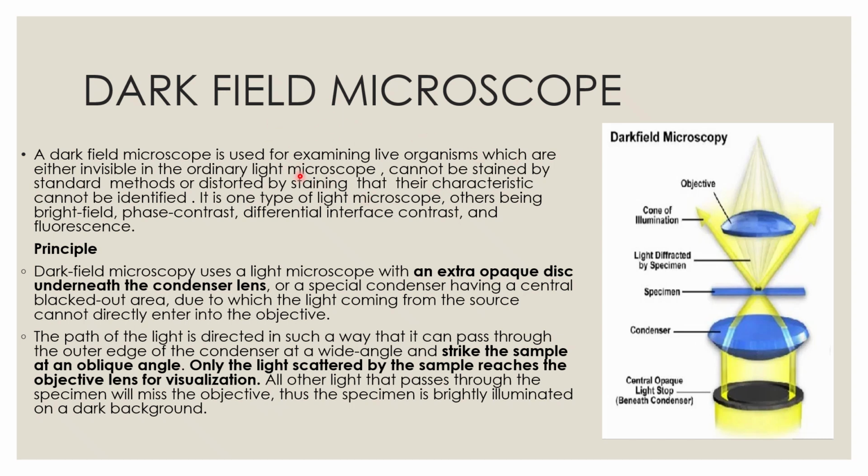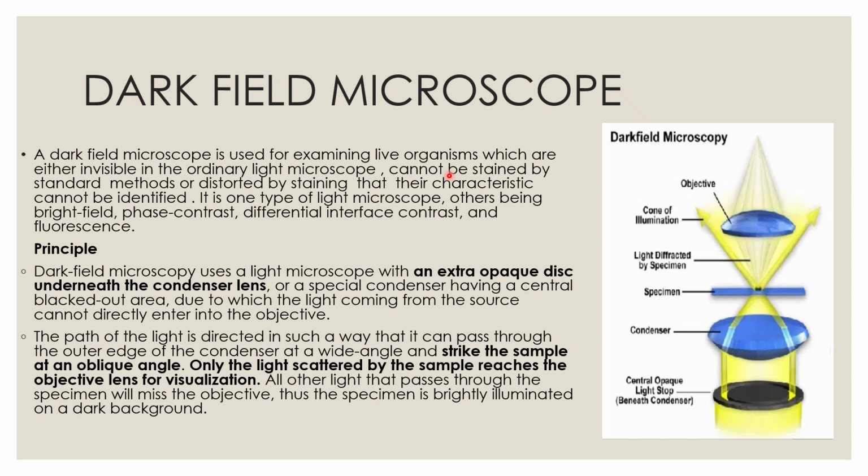It is used for examining live organisms. When you want to see the organism live, when you want to see them moving, then you can use a dark field microscope. Secondly, it is mainly used to see the appendages of the organism, like for example, flagella. That will be seen very clearly in the dark field microscope. It will give a good contrast.